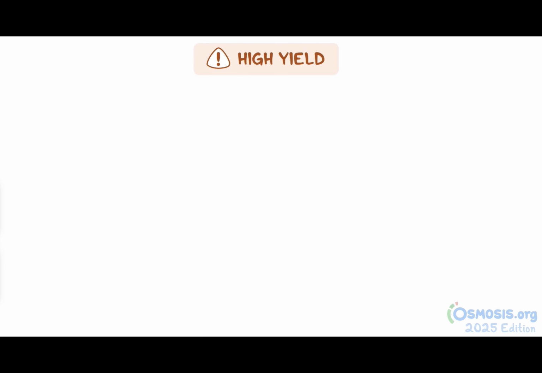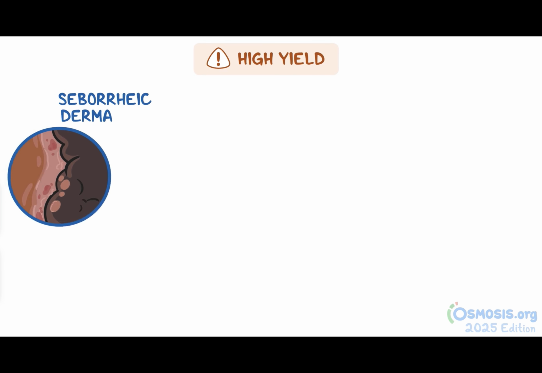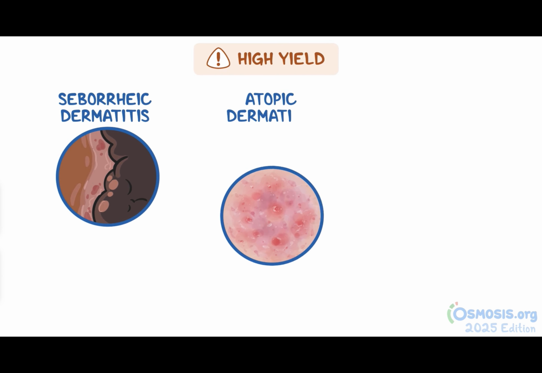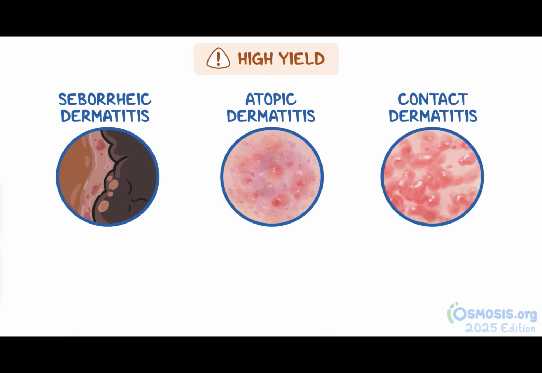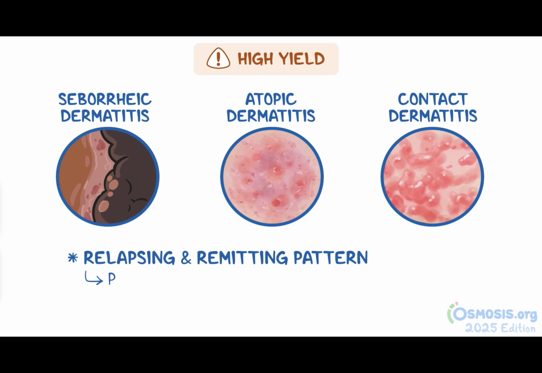Here's a high-yield fact. Seborrheic dermatitis, along with atopic dermatitis and contact dermatitis, is characterized by a relapsing and remitting pattern with potential devastating impact on quality of life.